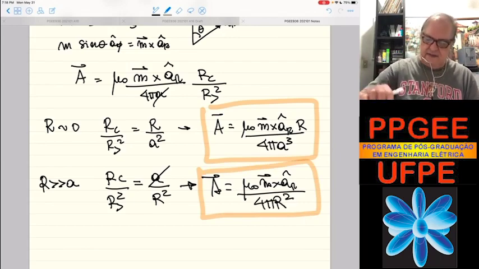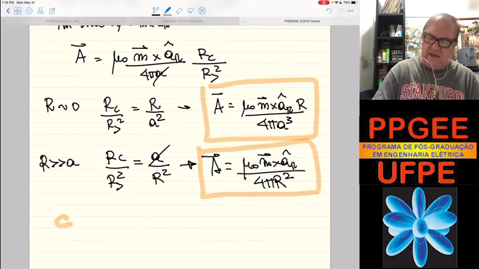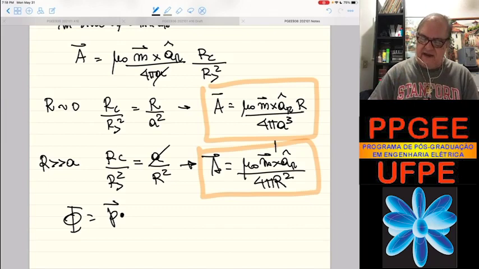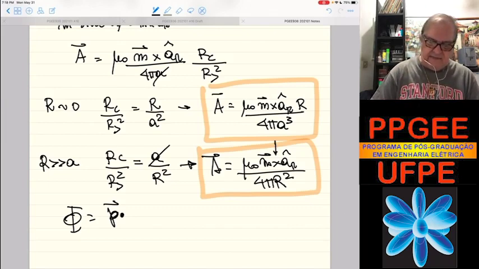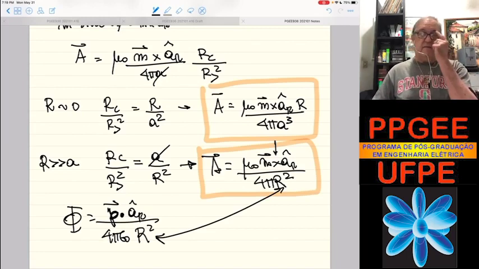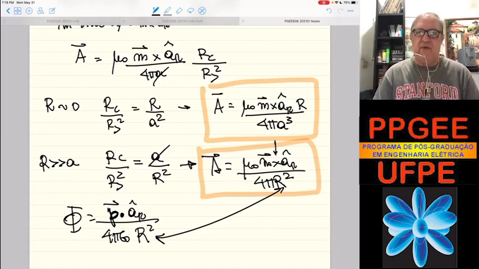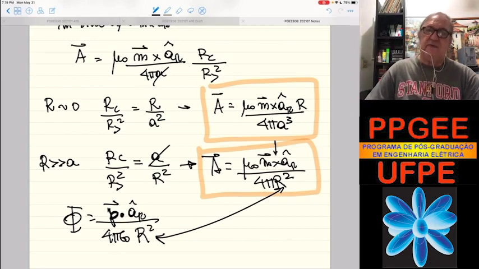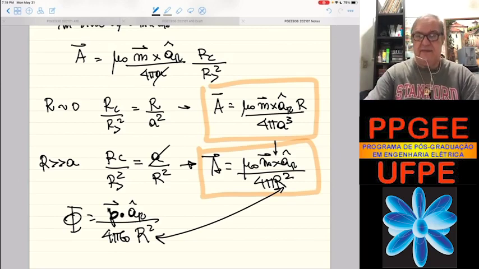And this has to be compared with the potential of the electric dipole, which is of a different nature, a dot product, whereas here is a vector product. The electric dipole potential is P dot ar over 4 pi epsilon 0 r square. Same inverse square law. The effect of a dipole on the potential is to vanish as the inverse of the square of the distance. So that's the result we get.